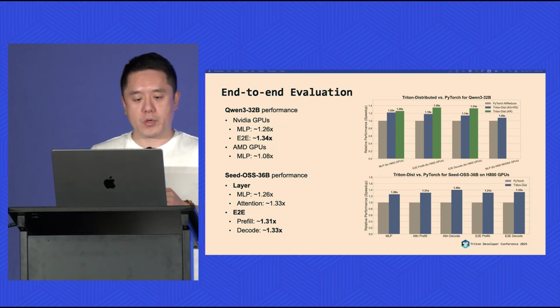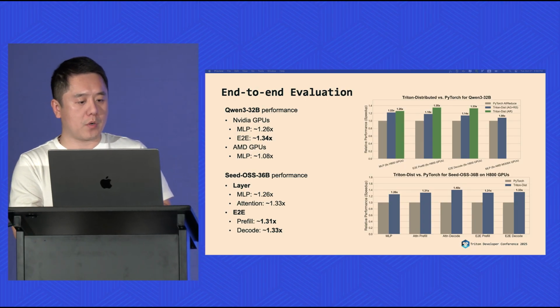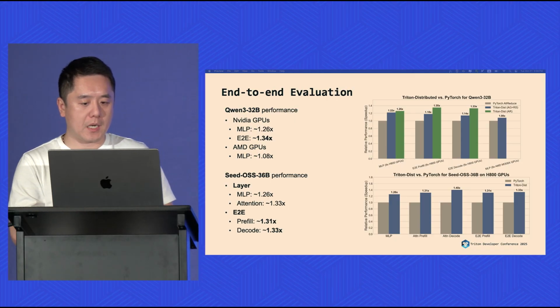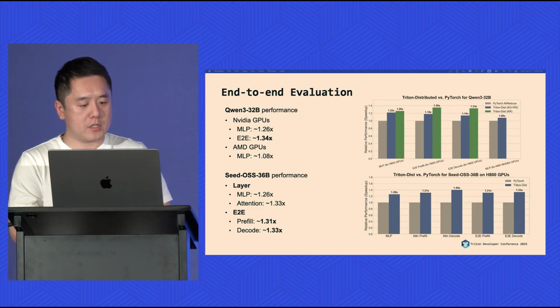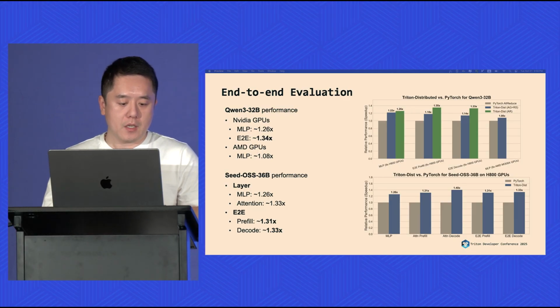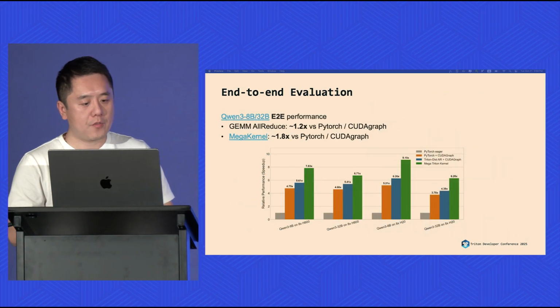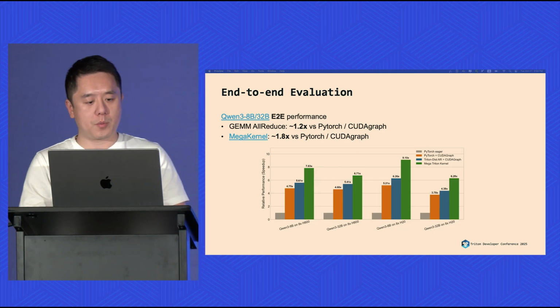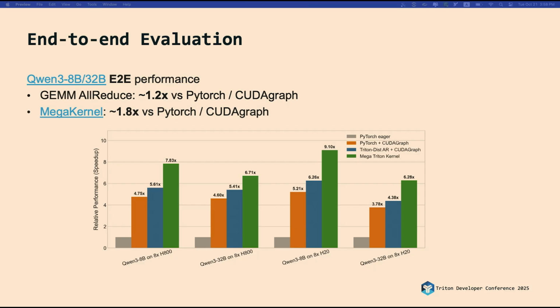So here's a brief summary of the end-to-end evaluation for Qwen models. For end-to-end, we can reach roughly a 1.3x speedup compared to PyTorch. And for the other models, similarly, we can reach a 1.3x speedup for both prefill and decode. And the last slide I want to show is the MegaKernel performance. In this case, our MegaKernel in Triton-distributed can reach up to a 1.8x speedup compared to the basic version, which is PyTorch plus CUDA graph.